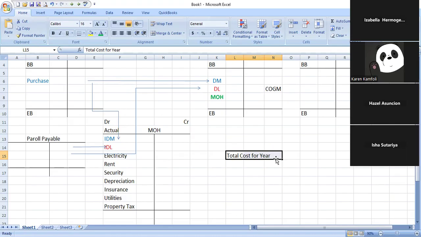So what we have to do now, if we decide the direct labor to be the base, is get the total usage of my allocation base for the entire year.